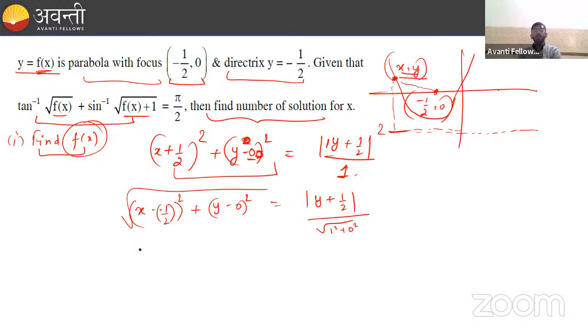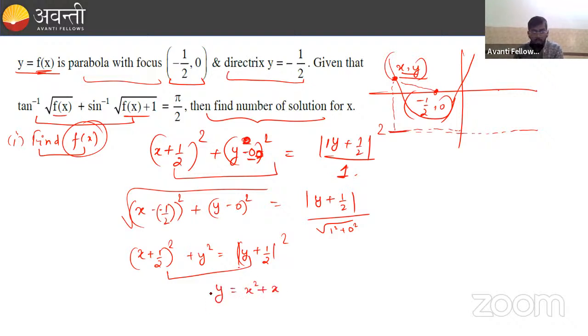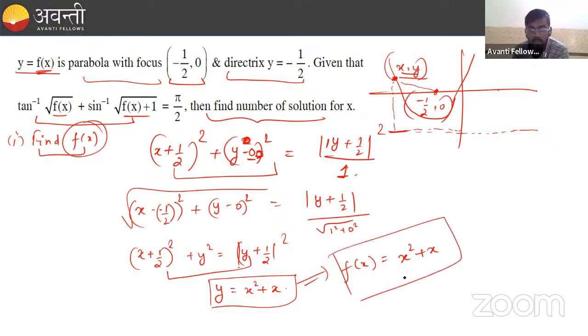Now when we square this, we will get (x + 1/2)² + y² = (y + 1/2)², correct? So after simplifying this, what you guys will get is y = x² + x, right? So from this we can say that our f(x) is x² + x. So this is our f(x), which we have found out by finding the equation of the parabola.